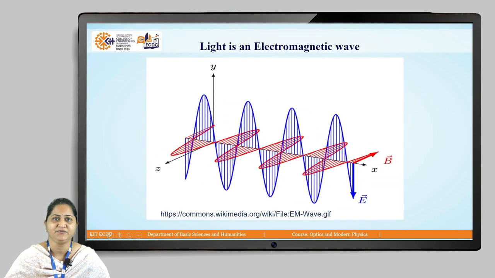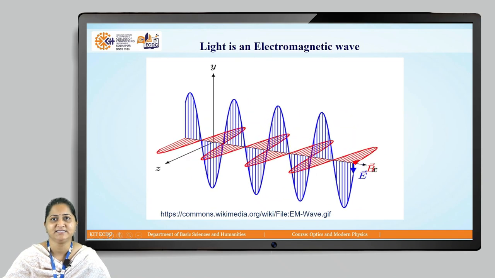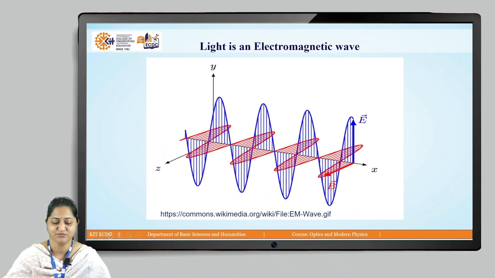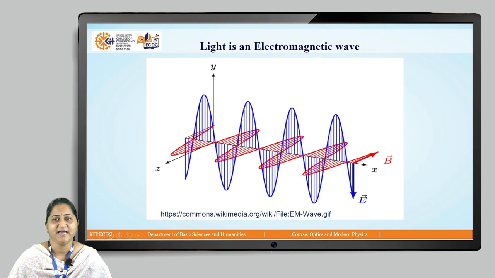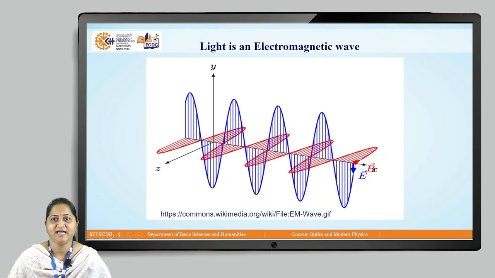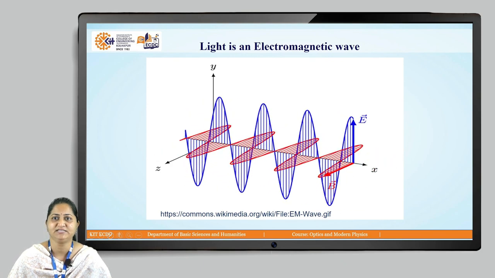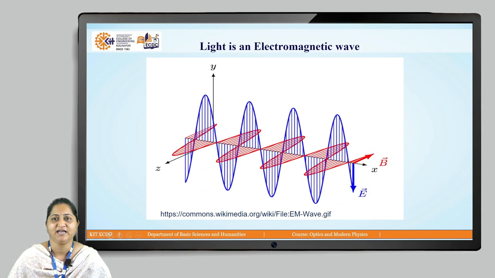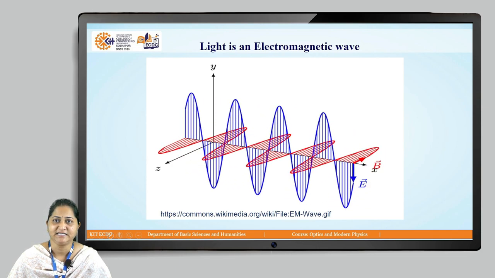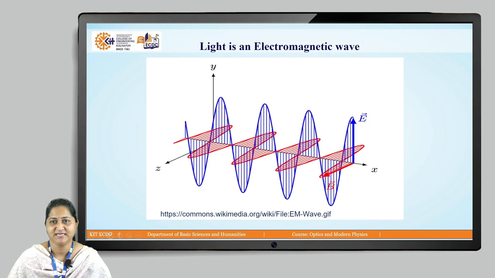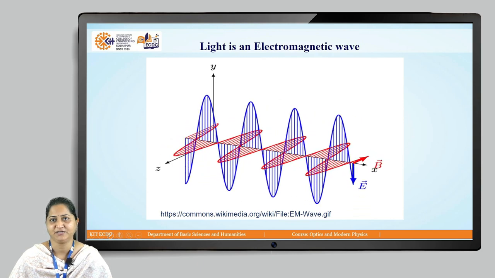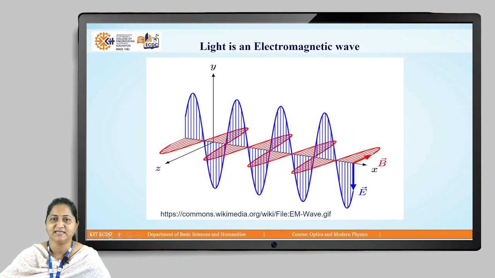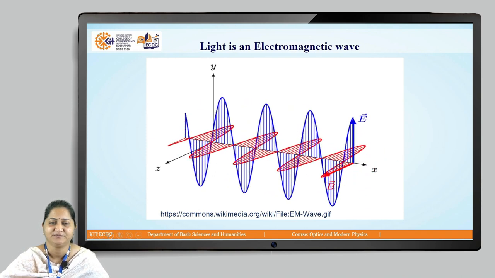So basically, we all know that light is an electromagnetic wave. As you can see here, it has an electric field vector and a magnetic field vector, and both these electric and magnetic fields are oscillating in mutually perpendicular directions and propagating in a third perpendicular direction. So we all know that light is an electromagnetic wave.